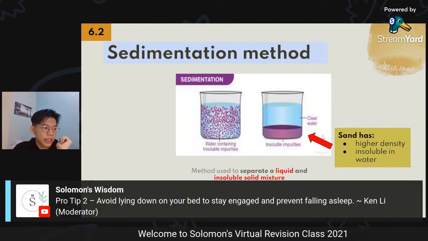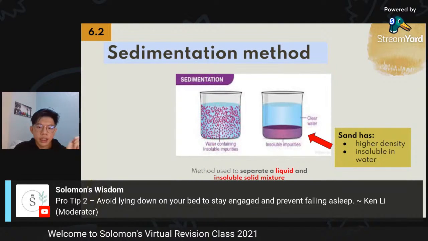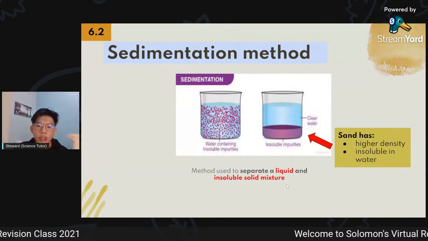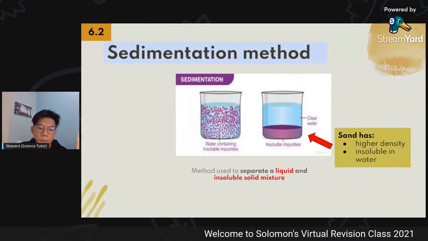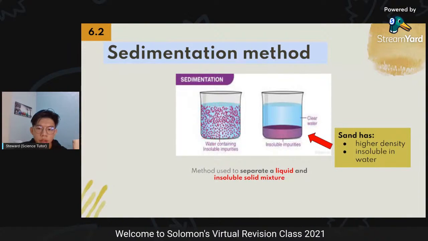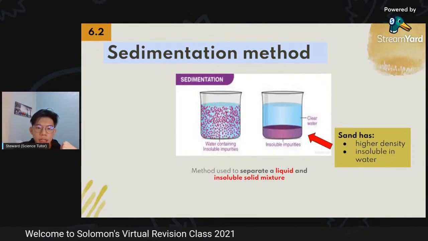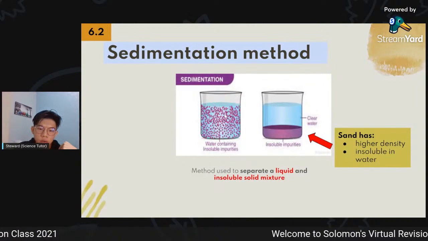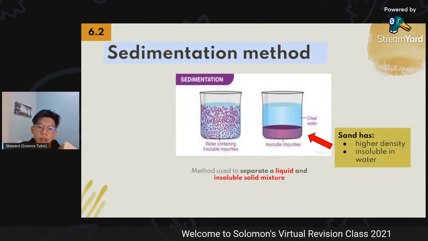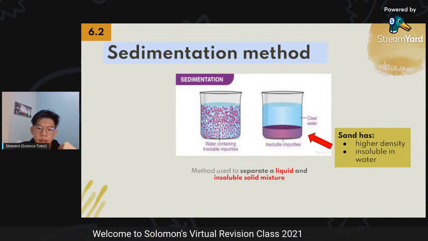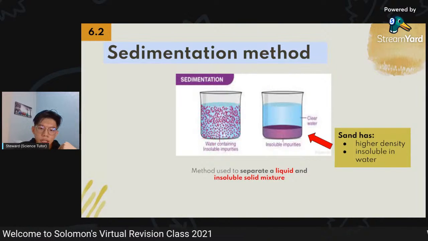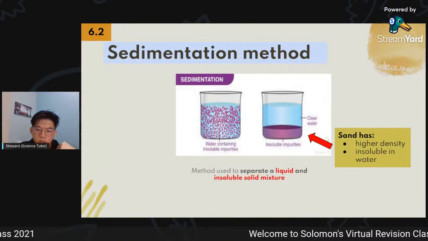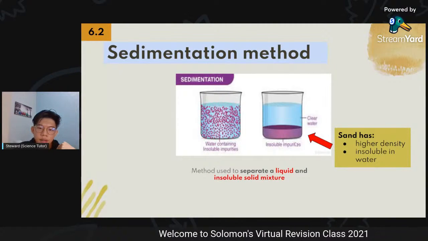Okay, next we got sedimentation method. Sedimentation method is a method used to separate a liquid and insoluble solid mixture. Maksudnya benda ni macam sama dengan yang pertama lah, yang coffee powder dengan coffee air tu. Lepas tu kita tak letak filter paper, kita just biar dia macam ni saja. Lepas tu powder ni akan tenggelam kat bawah ni sebab dia ada higher density and insoluble in water. Contohnya kita ada sand and water.